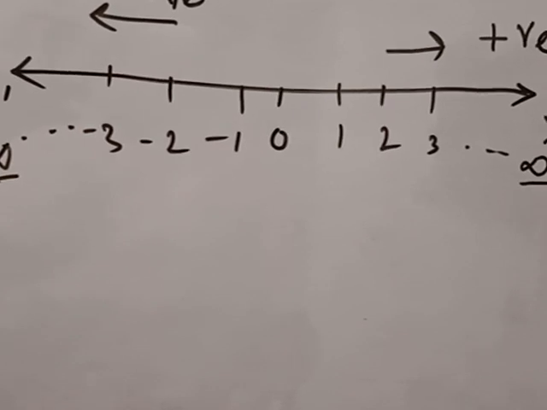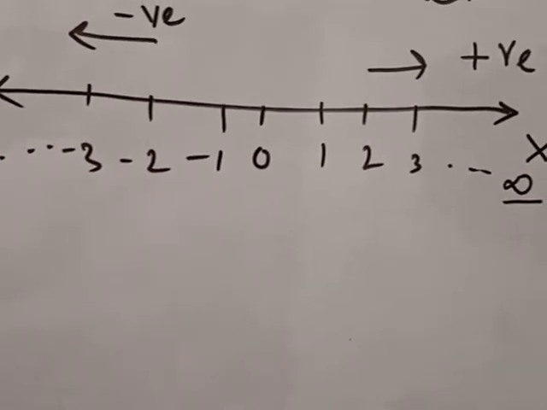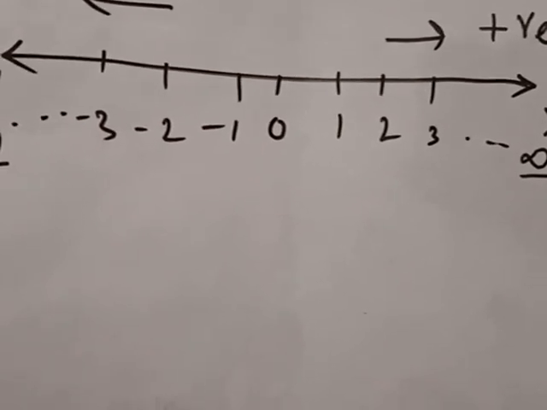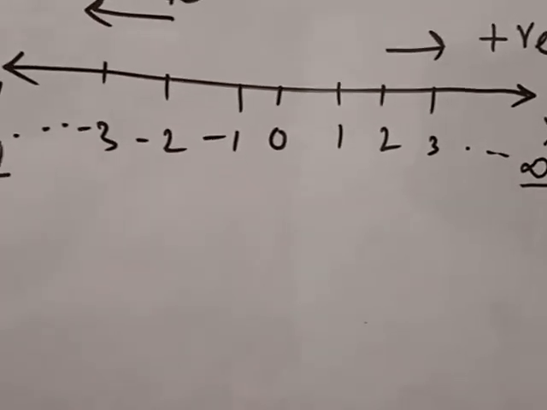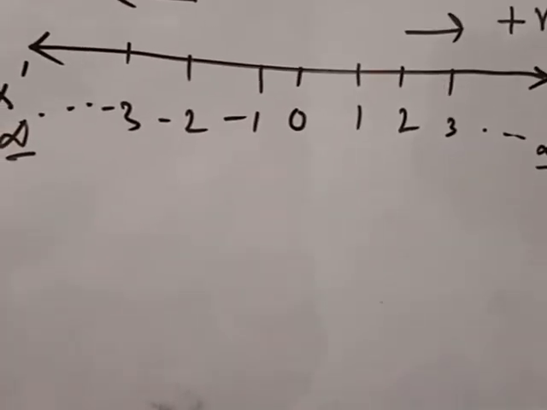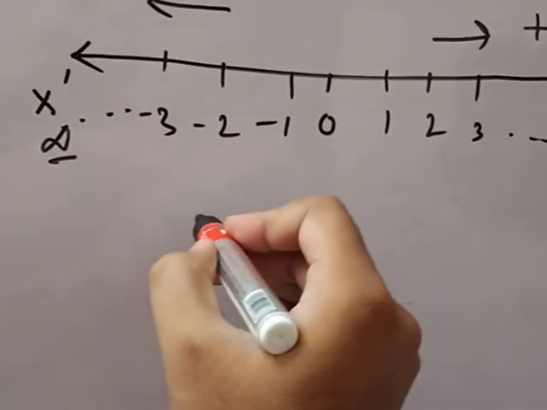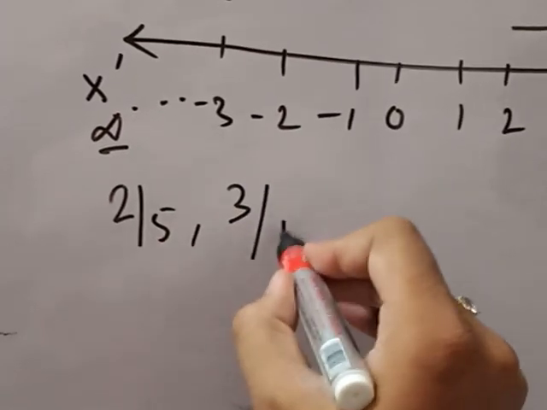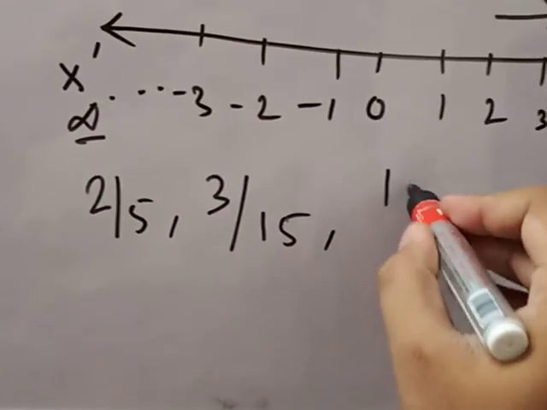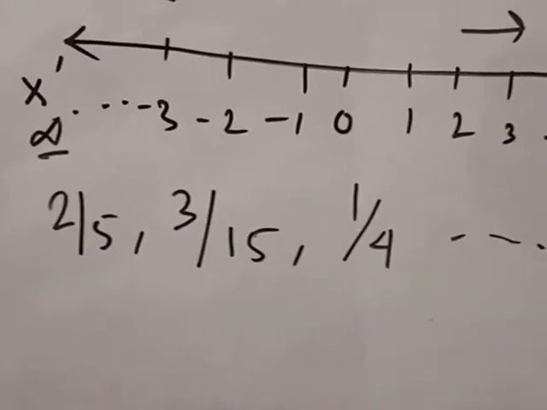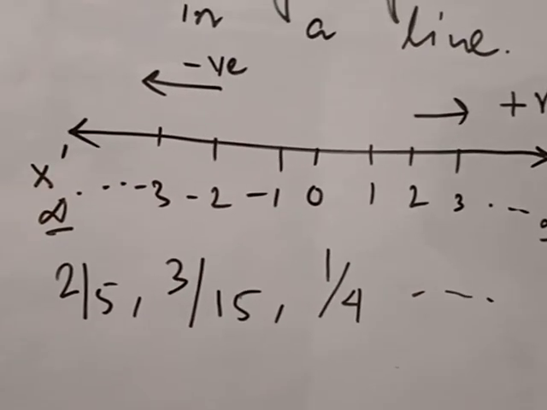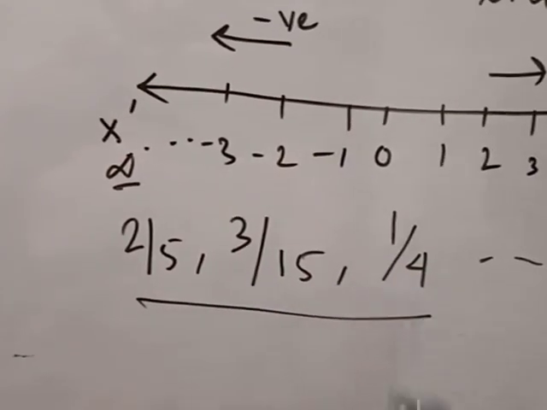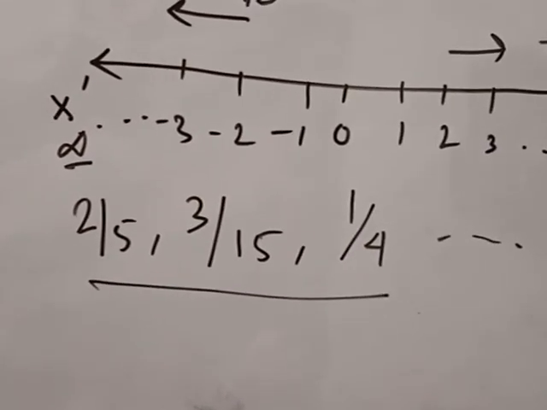Now can any number be expressed in the number line, the fractions? Yes, we can express any number in the number line. For example, 2 by 5, 3 by 15, 1 by 4, all these numbers can be expressed in the number line.